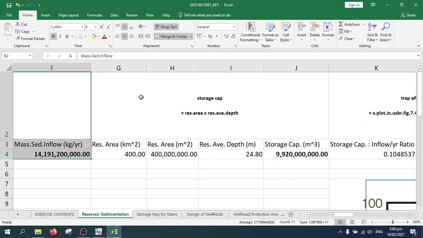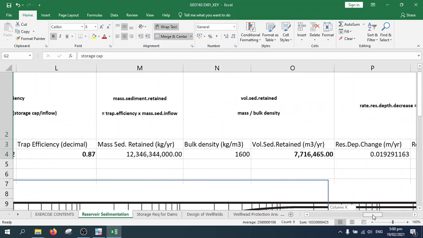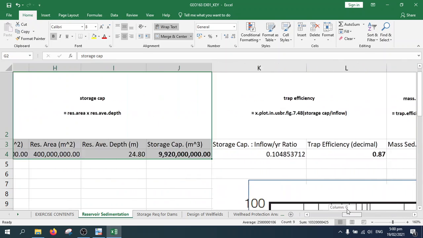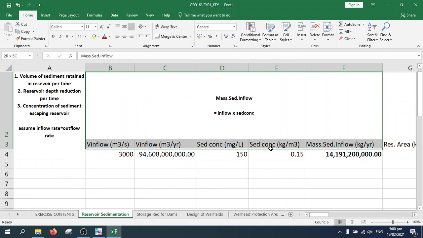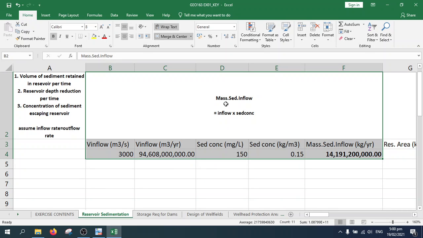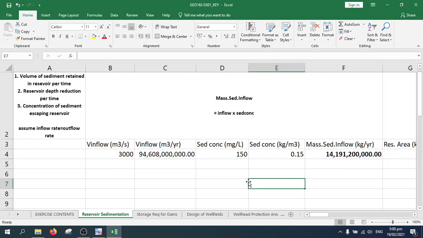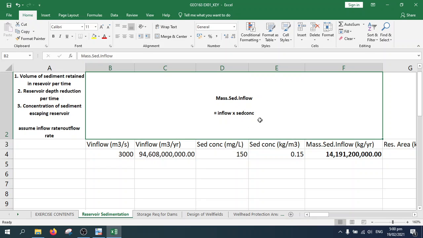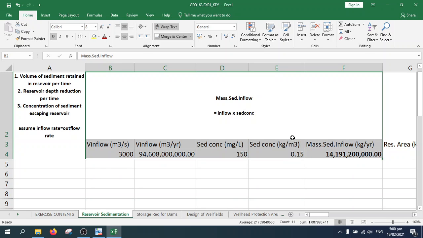So I have here blocks of cells which just show the solution per step of the problem. Now the first step is to know the mass of the sediment that is inflowing into your reservoir. So how much mass of sediment are we getting into the reservoir per year? All we have to do here is to multiply the inflow rate by the sediment concentration.